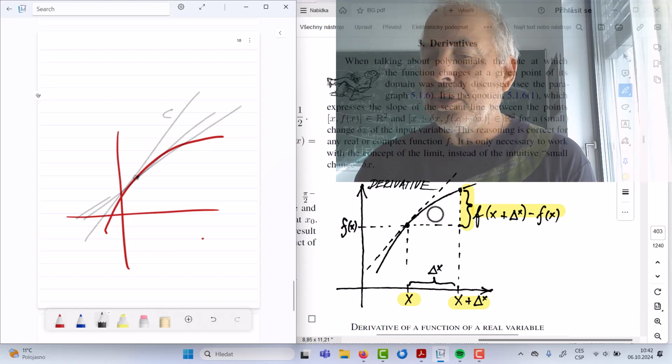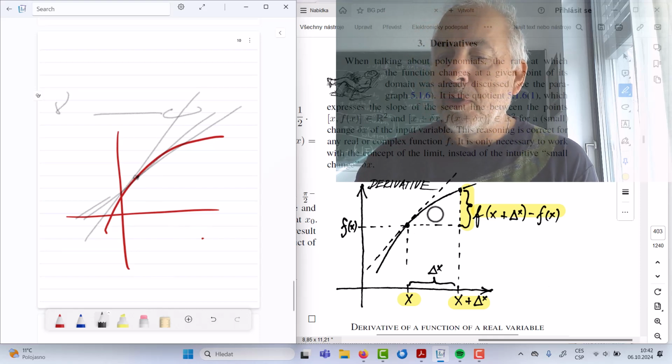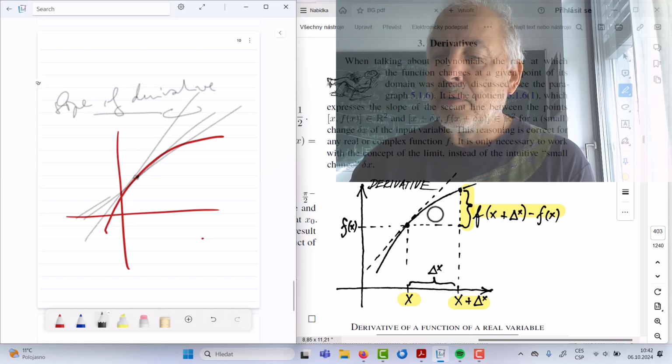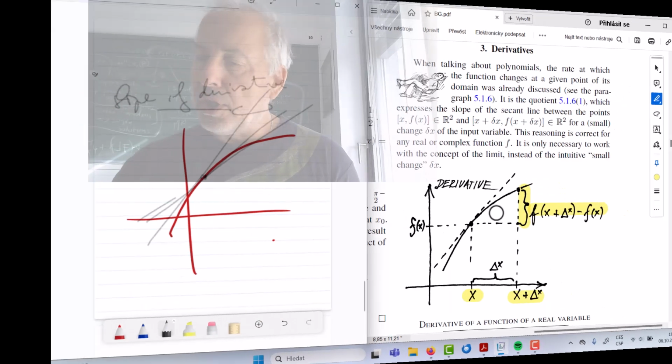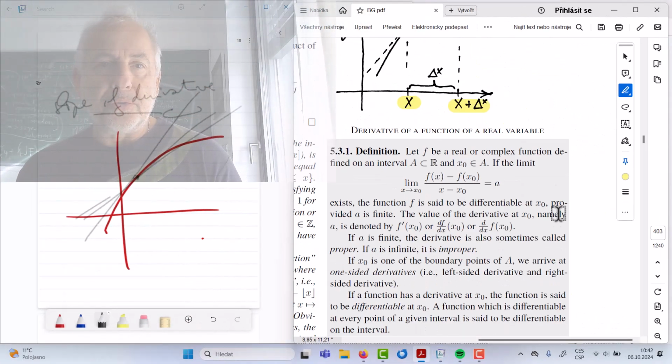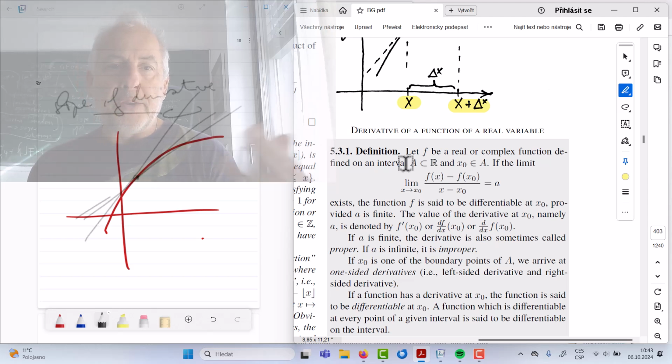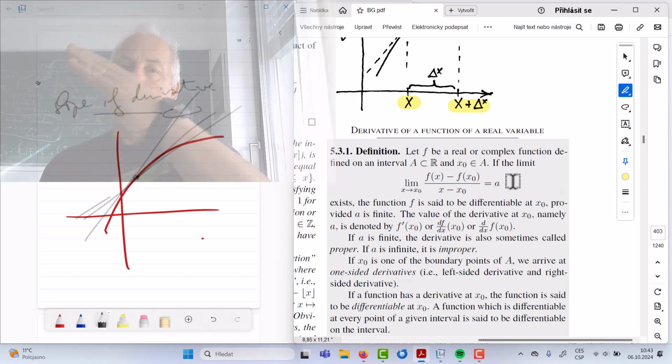So this is the slope of the derivative. That's what we want to see, and that's very easy to get into a limit expression, and here you see it. So the limit of the difference of the values divided by the difference of the arguments, and if this has got the limit, this will be the limiting slope.